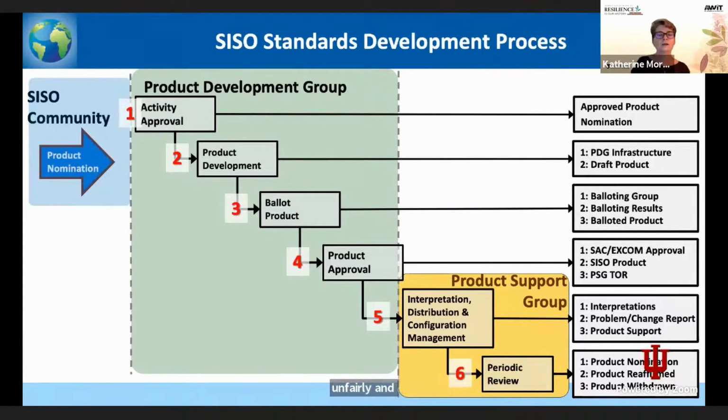And then in SISO, we have these things called product support groups. And this is the part where you ask, is the standard still relevant? People have questions, we need to answer their questions, and periodically go, oh, it's time to maybe look at revising the standard because technology has changed or user requirements have changed. So that's kind of SISO's process. But like I said, most standards development processes are something like this.